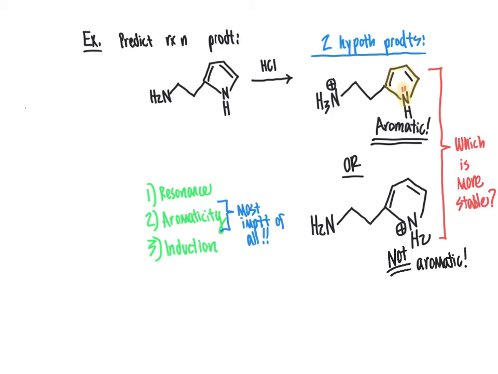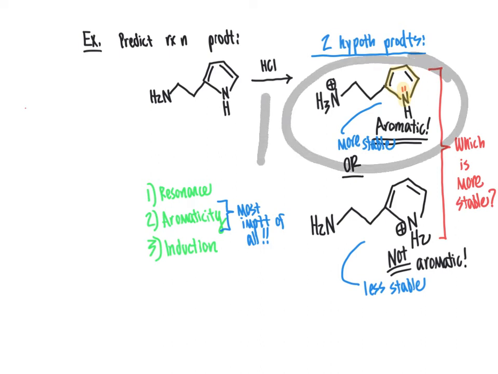And as a result, this product down below is going to be the less stable of the two products. The one up top is going to be the more stable of the two products because it retains the aromaticity of that ring. And since aromaticity is a huge determining factor of stability, we are going to go ahead and assess that the actual product of the reaction is the one up top here.